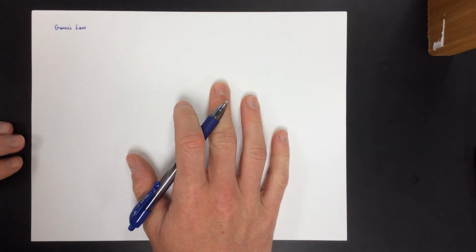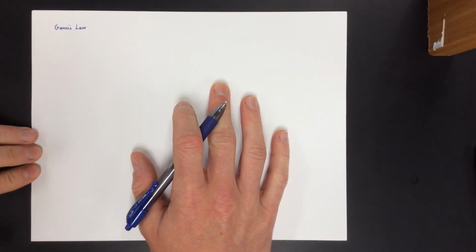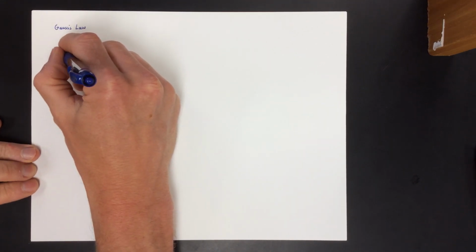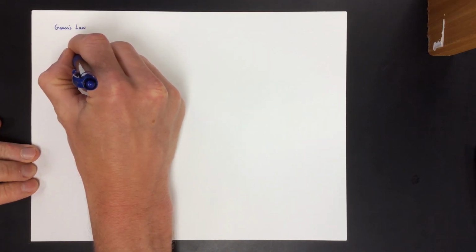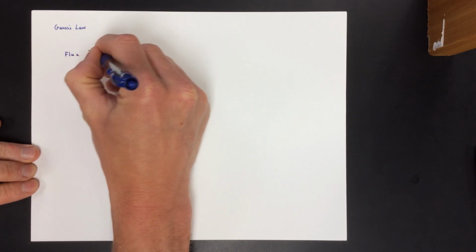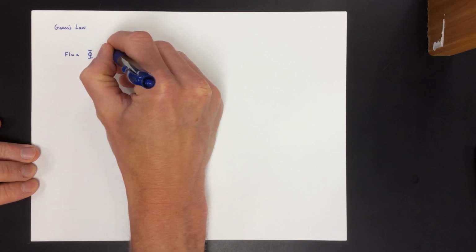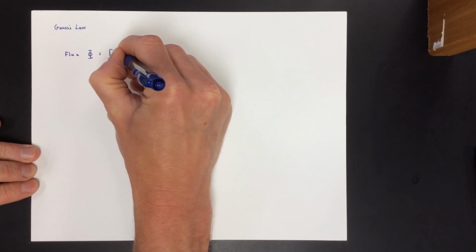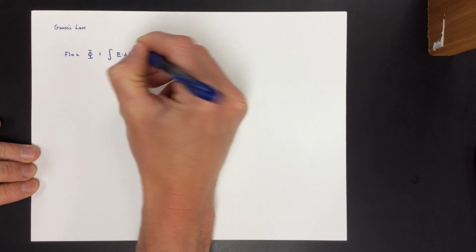All right, let's get into Gauss's law. And before we really talk about Gauss's law, I need to define a quantity called flux. In this case, we're going to look at the electric flux. The symbol for flux looks like that. And how you find electric flux is that you accumulate the E field over space.